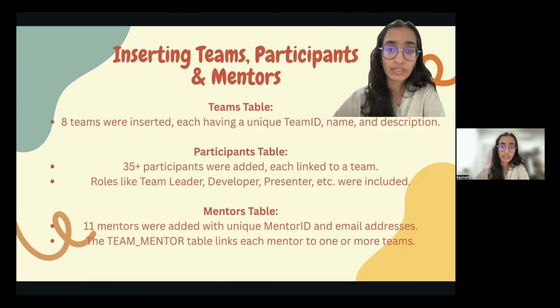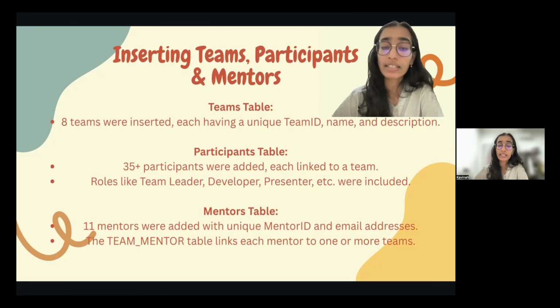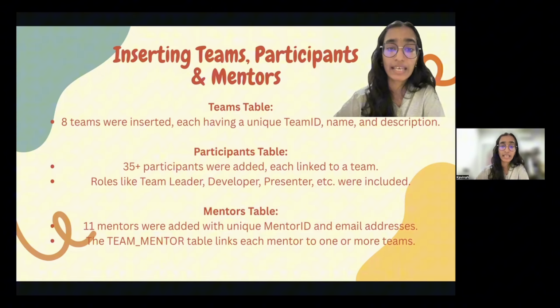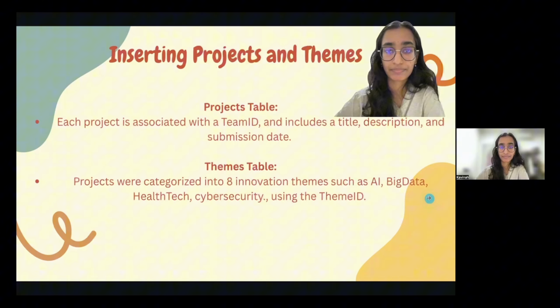Then, in the participants table, we added over 30 participants. Each participant is assigned a role like team leader, developer, designer, or even presenter. They are linked to their respective teams through the team ID foreign key. For the mentors table, we inserted 11 mentors, each with their own mentor ID, name, and email address. The team mentors table connects mentors to the teams they advise, which demonstrates a many-to-many relationship.